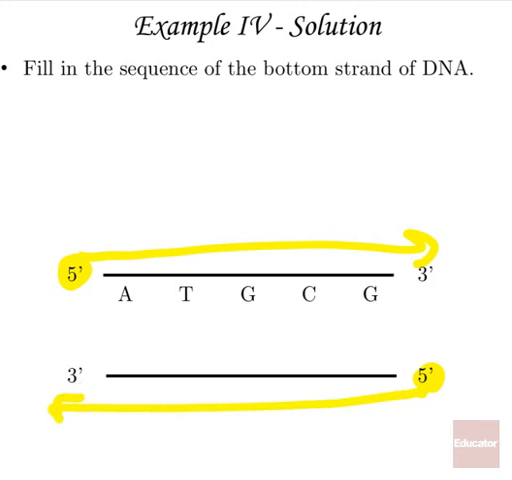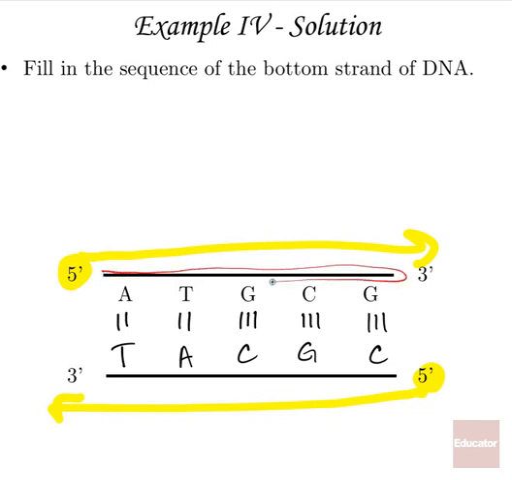And if we want to make our bonds, T pairs with A, C pairs with G, G pairs with C, C pairs with G. And let's not forget, how many bonds? A and T make 2 hydrogen bonds, G and C make 3 hydrogen bonds. And this would be our phosphate backbone right here of one strand, and this is the phosphate backbone of another strand.